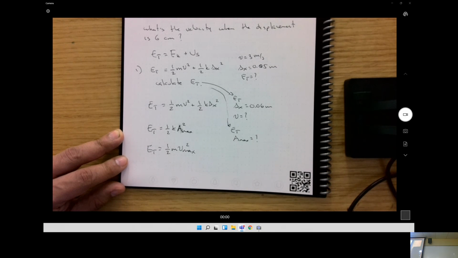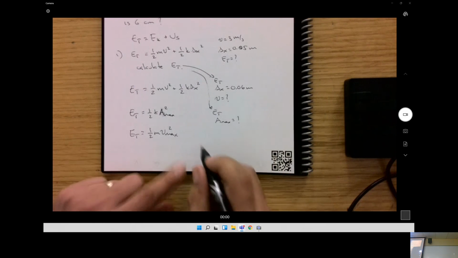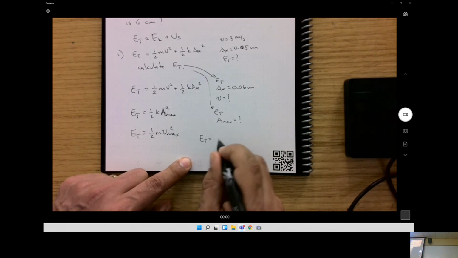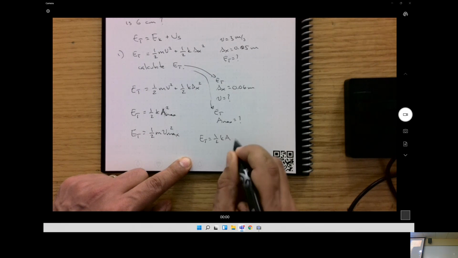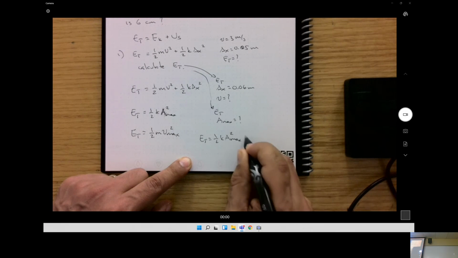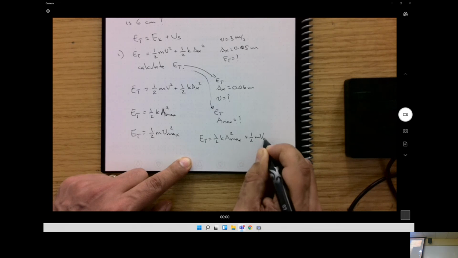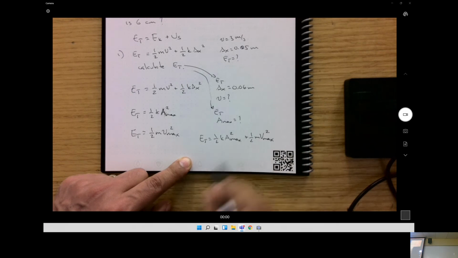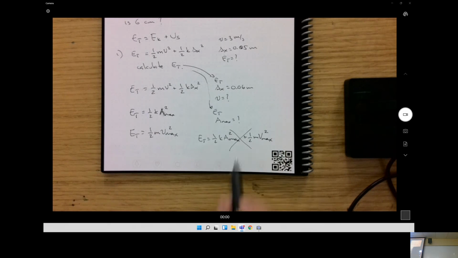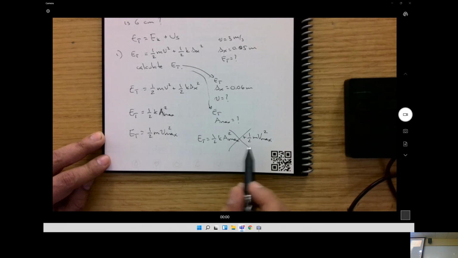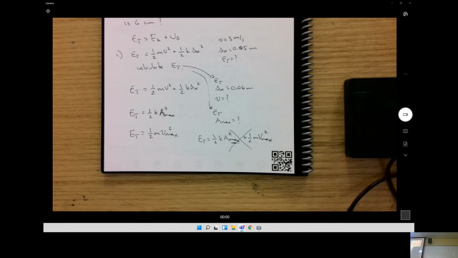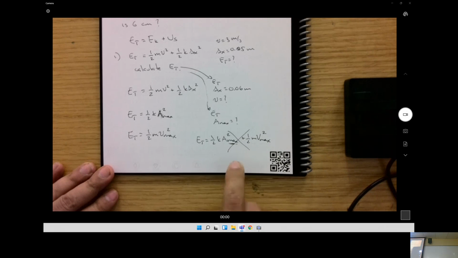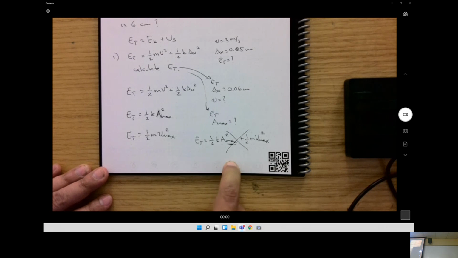1/2 m Vmax squared. What you can never do is this. You cannot put the maximum amplitude and the maximum velocity in the same equation. This will give you twice the energy that you have in the system. So just be careful. This is the most common error that I see. Okay.